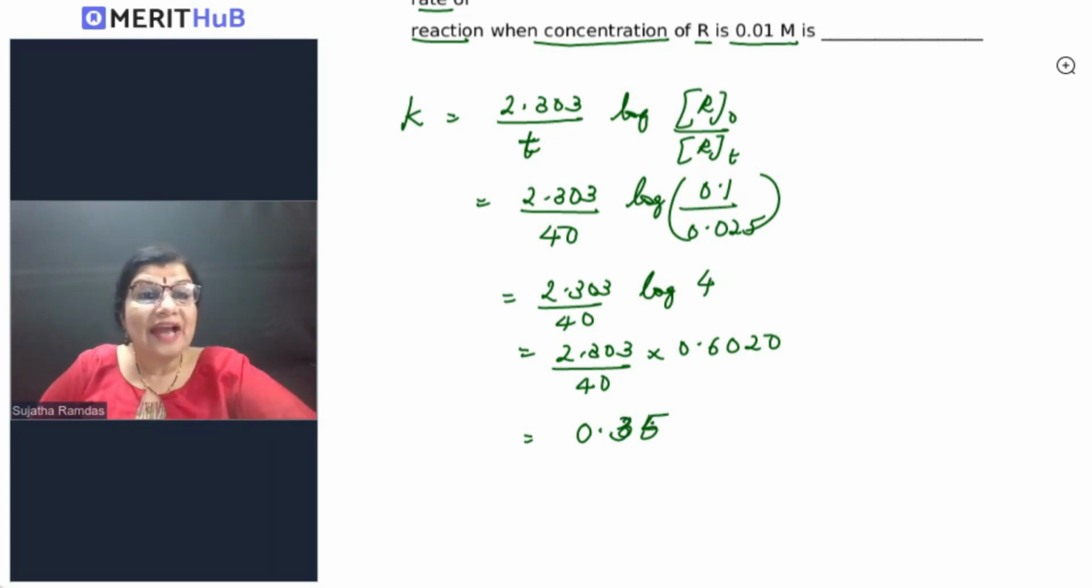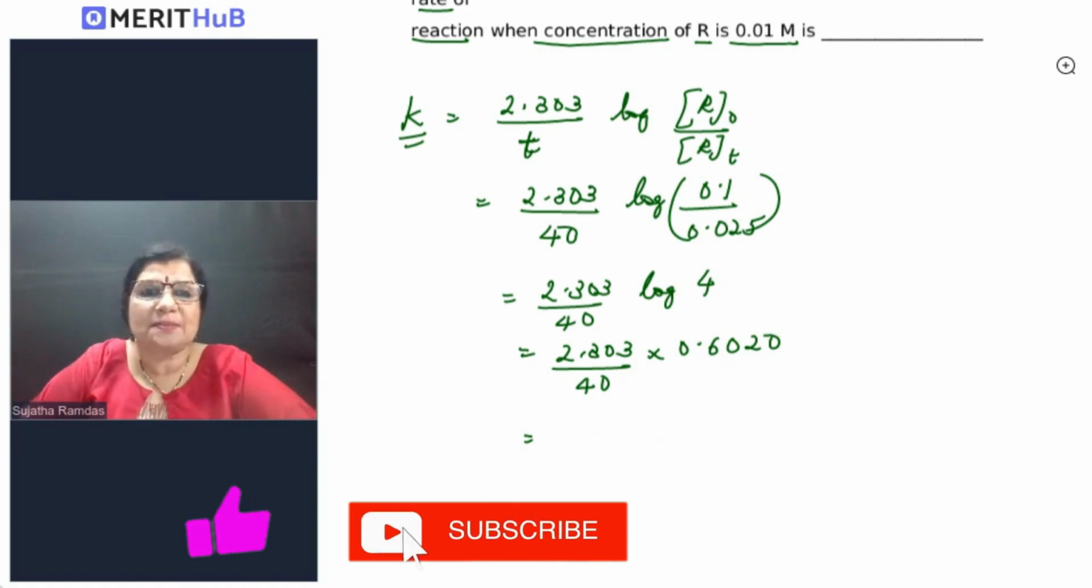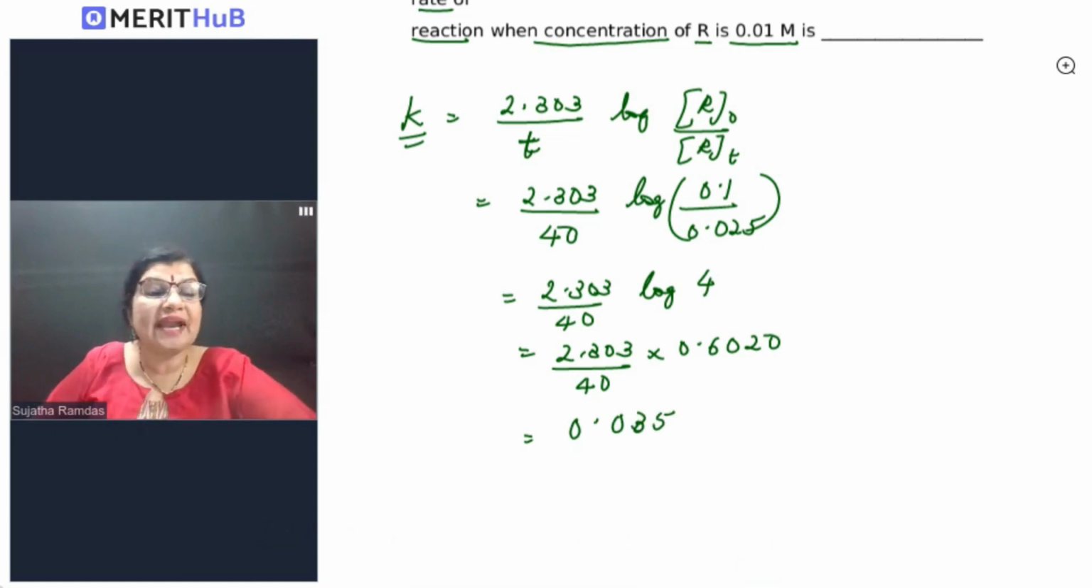Okay, it's a first order reaction. So what will be the value of the rate constant? Rate constant is k. Sorry, 2.2 into 0.6 is approximately 1.2, by 40 will be 0.03 approximately, 0.035. Okay, yeah.